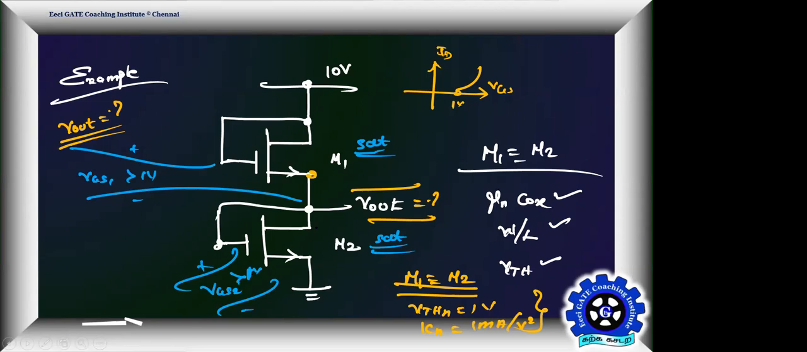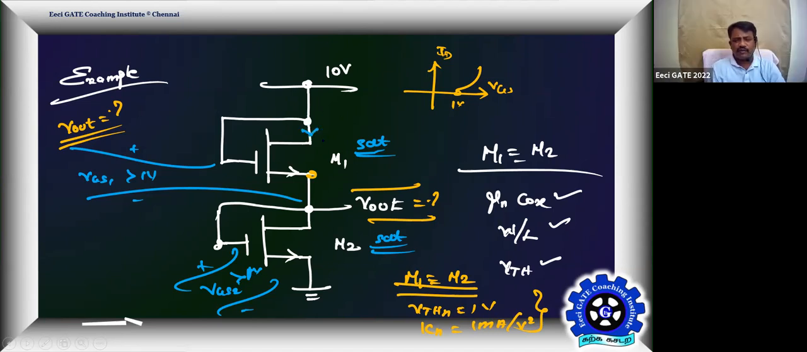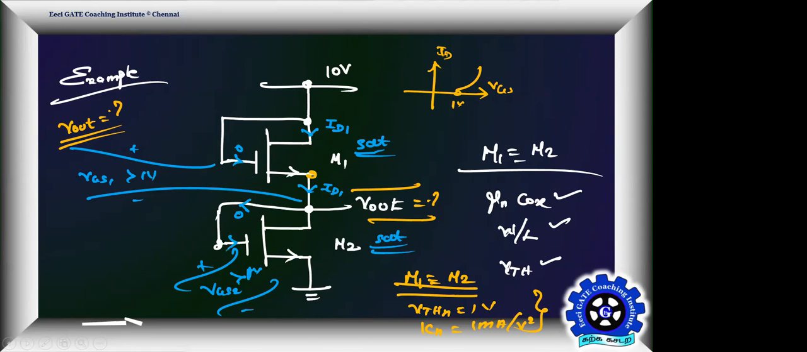Then what is the current in this device? For the given VGS1, what is the current here? This current you can call ID1. The same current is going to come here. And any gate current in the second device, M2? No gate current. Gate current is always equal to 0. And this current is ID2.